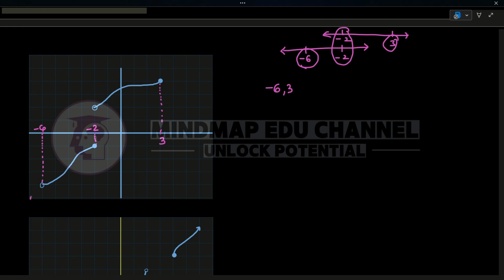And at minus 6, it's an open bracket, so it's not included. At 3, there's a closed bracket, so it is included. So, this is the domain.